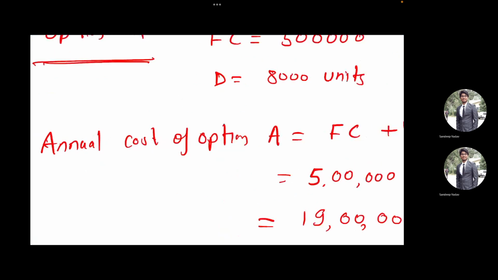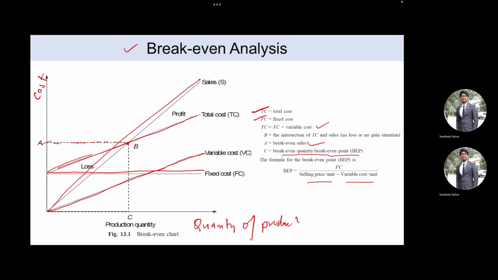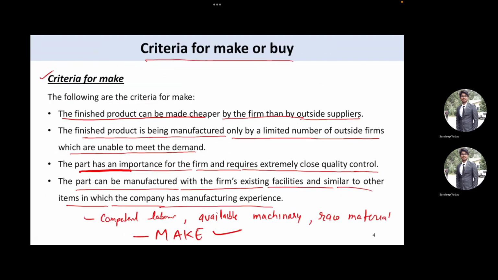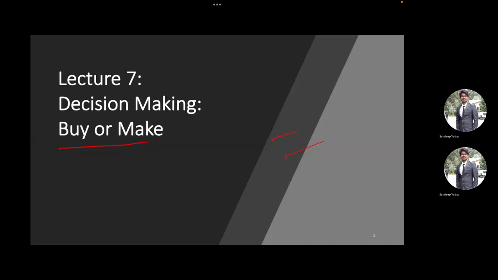So let's review whatever we have studied. This lecture is basically about how to make decisions for making or buying a product. If it is already available in the market, you should buy it. If you have a facility, or if we don't have any facility, then we have to start a new one. Is it advisable to start a new facility, or just to make or buy a product?